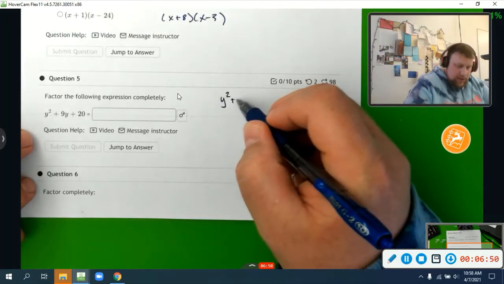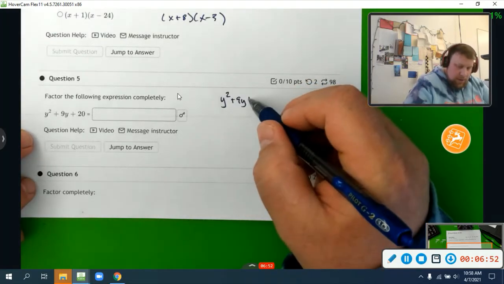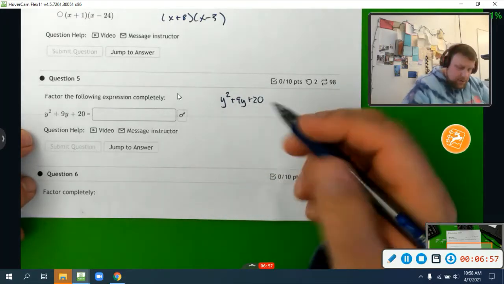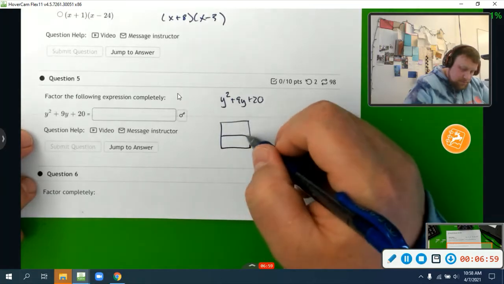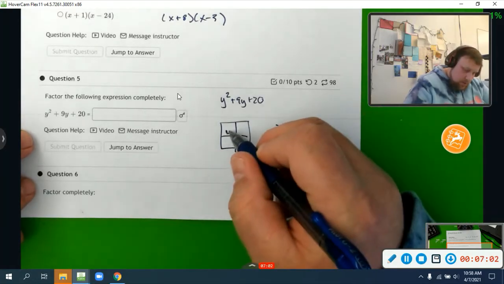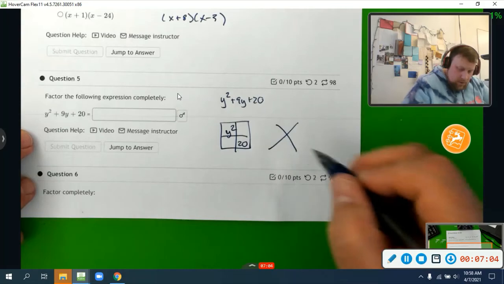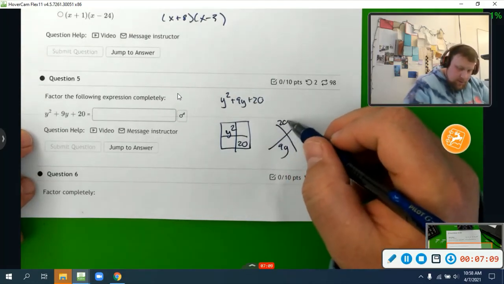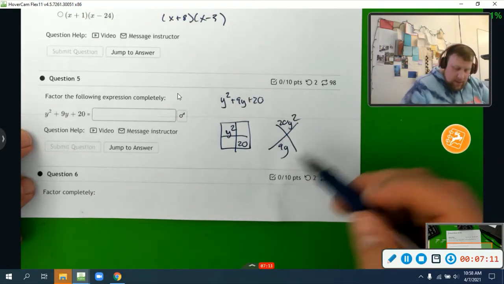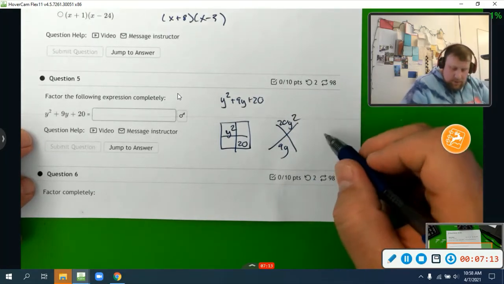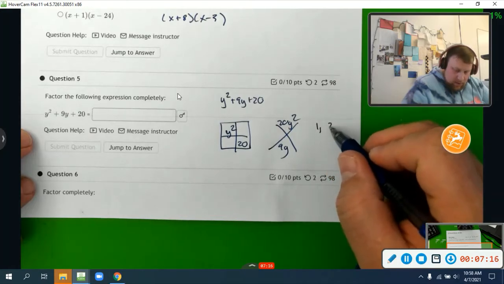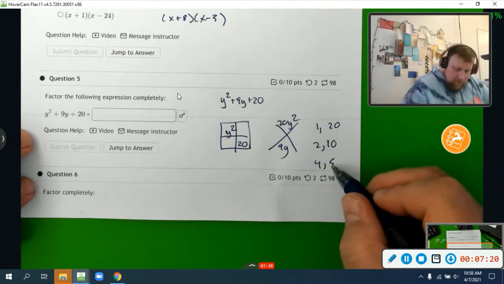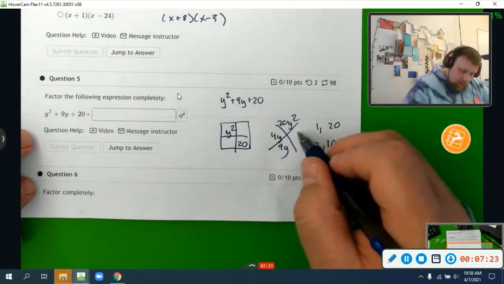Now, I told you when it says factor it completely, you may want to assume that you can pull something out, but in this case, I can't. So we're just going to factor it. y squared plus 9y plus 20. And by the way, it doesn't matter if they use another variable. That's fine. It doesn't always have to be x. 20y squared. And how can I add together to get 9? Well, let's see. I've got 1 and 20, 2 and 10, 4 and 5. Oh, there we go. 4 plus 5 is 9, so 4y and 5y.